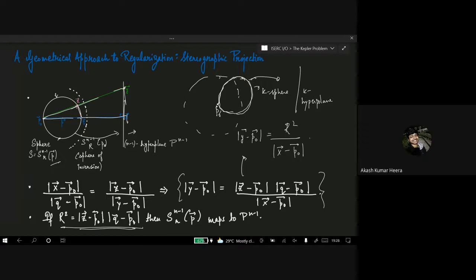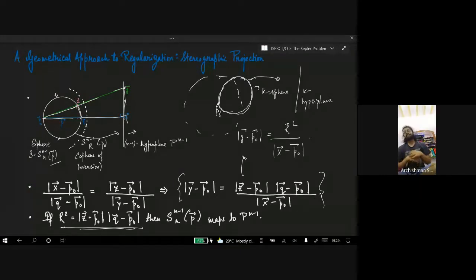Hello. Yes, go ahead. I have a question: is it necessary that we place the angular momentum vector on the z-axis? No, it's not necessary. It makes life easier. That's all.